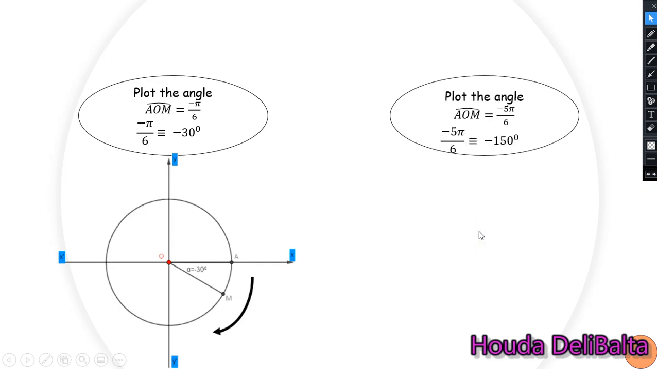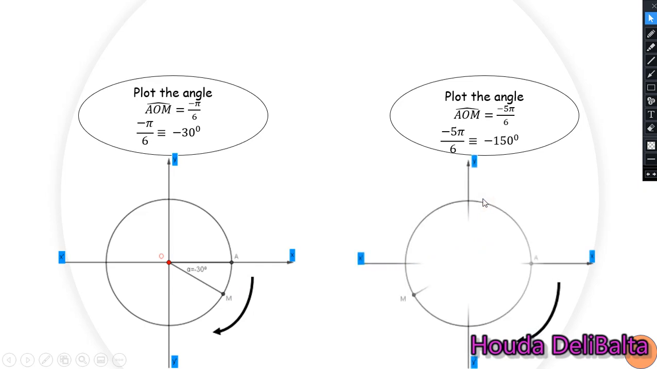And this angle is minus 5 pi over 6, which corresponds to minus 150. So again, minus 150 is going to be here. So it is in the third quadrant, because here is, for example, minus 90, then minus 150 is going to be here. While here, if here is minus 90, then minus 30 should be in this fourth quadrant.